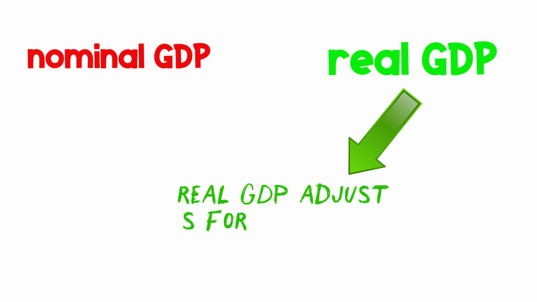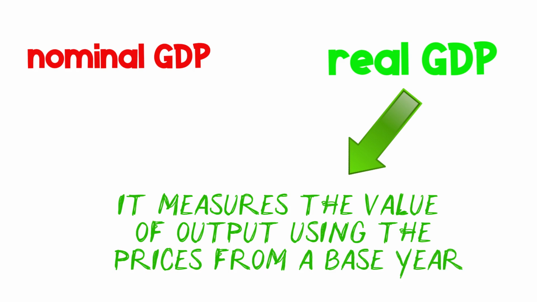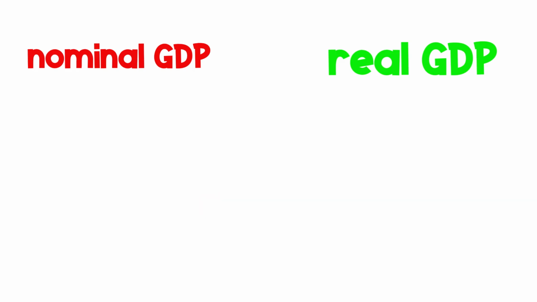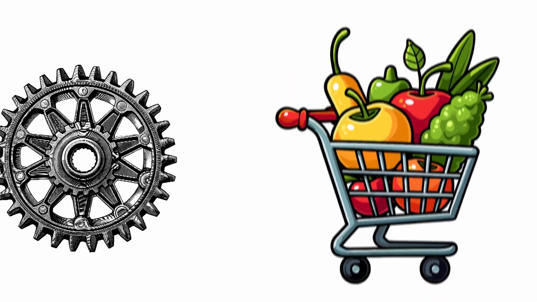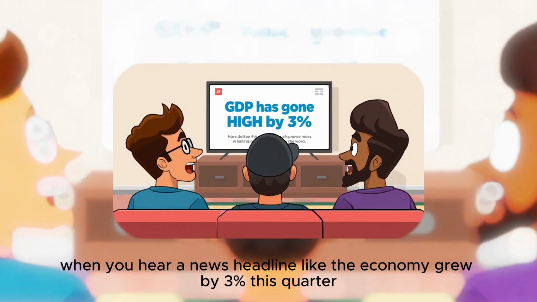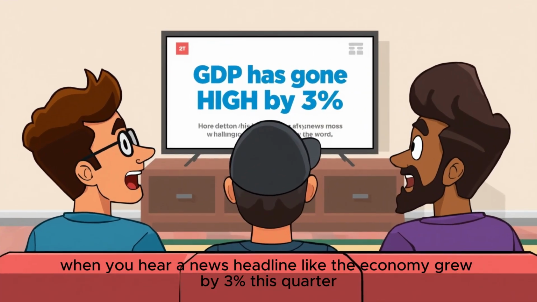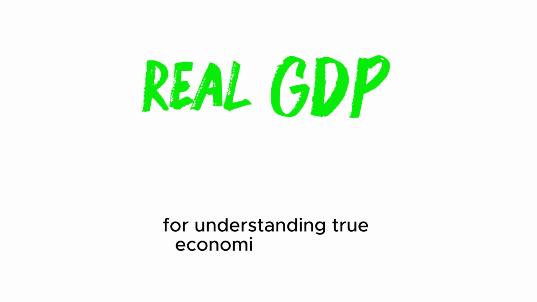This is why real GDP is so important. Real GDP adjusts for inflation. It measures the value of output using the prices from a base year. By holding prices constant, real GDP tells us whether we are actually producing more goods and services, or if the value is just higher because everything costs more. When you hear a news headline like, "The economy grew by 3% this quarter," they are always referring to the growth rate of real GDP. This is the number that matters for understanding true economic expansion.